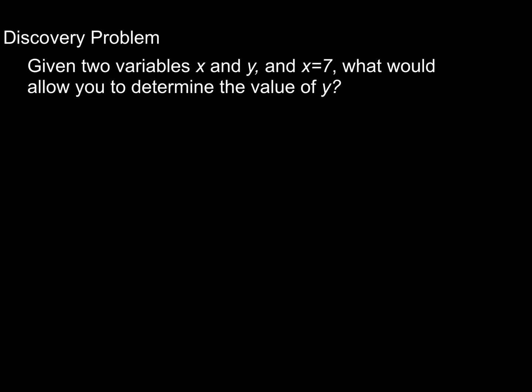Alright, very simple situation here. You have two variables and you know the value of one of them. What would you need in order to determine the value of the other one? Well, you need a relationship between the two of them. So for example, if you could also ascertain that y is equal to 2x, then if you know that x is equal to 7, you know that y is equal to 14. In other words, the crux of this situation is that you're able to write a relationship between the two variables.